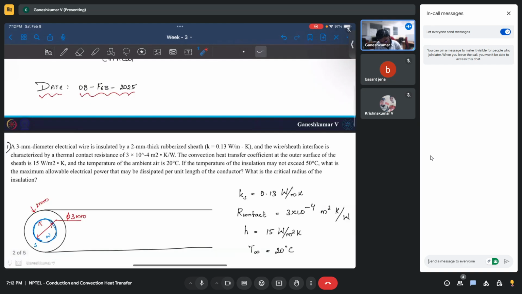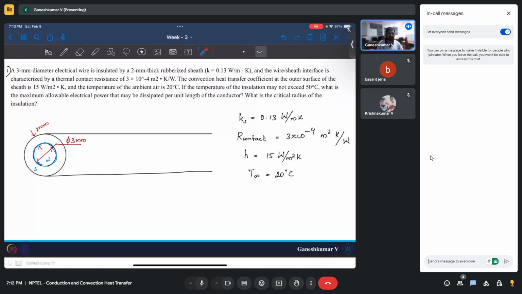Okay, so we know how to solve. This is basically a cylindrical conductive heat transfer problem. The only thing new is this contact resistance, which is new for you guys. So how do I go about it? First of all, they have said that the temperature of insulation may not exceed 50 degrees Celsius. So where could it exceed 50 degrees Celsius? The outside surface of the sheath? Why?